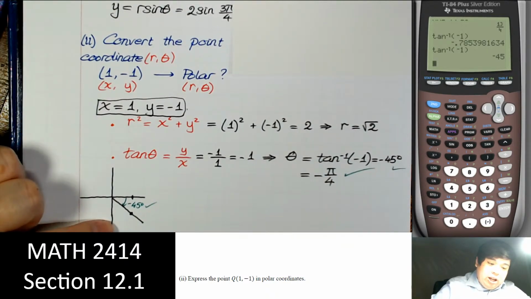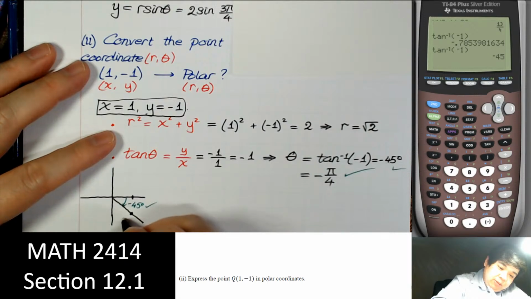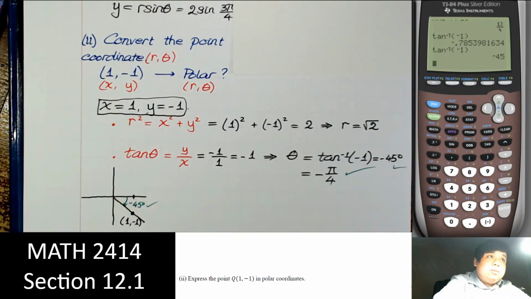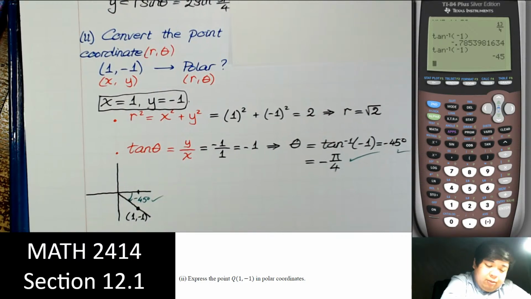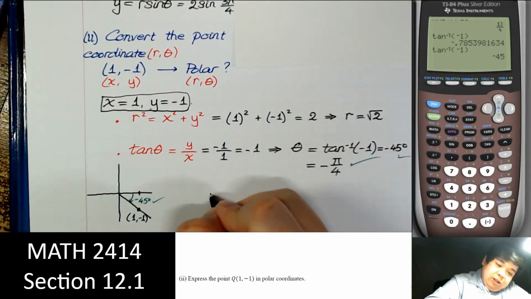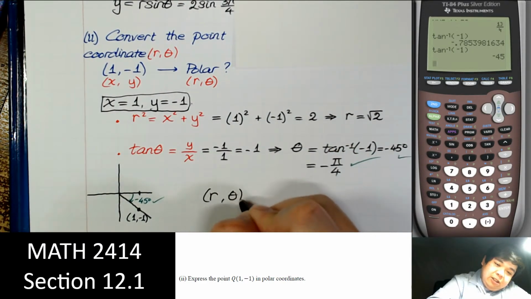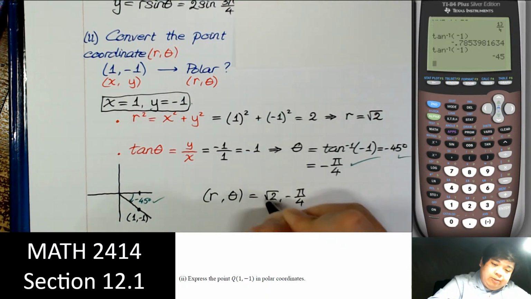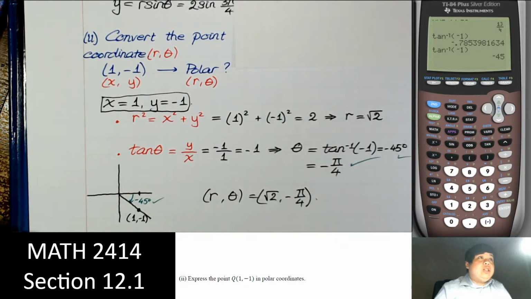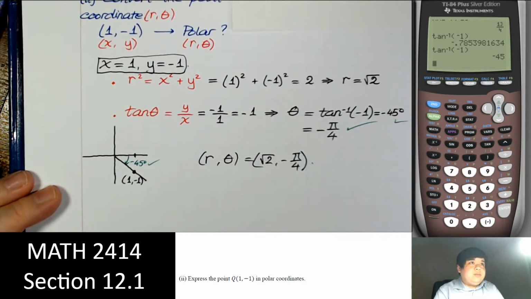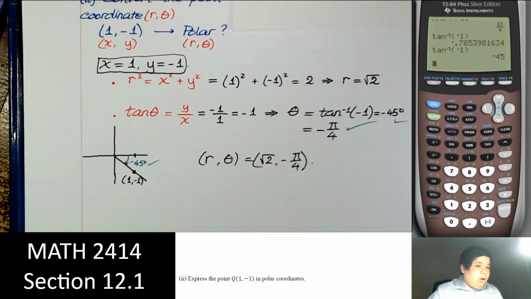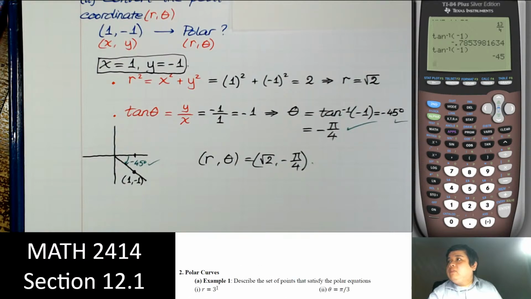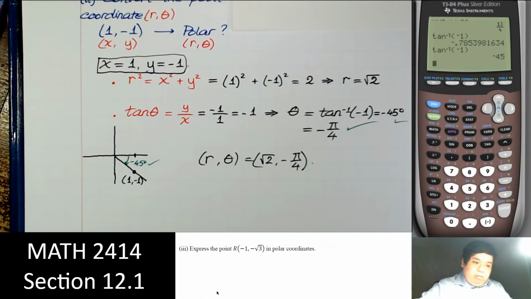So that point 1 and -1 works. So we have r and theta as square root of 2 and -pi/4, which is good. So that's how we change from rectangular to polar. Try another point.